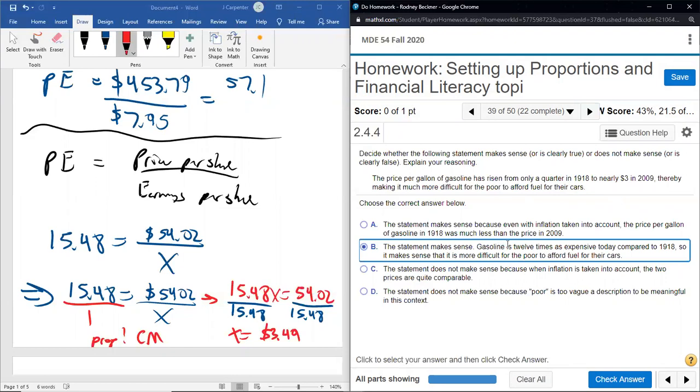But it's not accounting for inflation. See, this answer A mentioned inflation, but this one didn't. So I don't know about B. C, the statement does not make sense because when inflation is taken into account, the two prices are quite comparable.